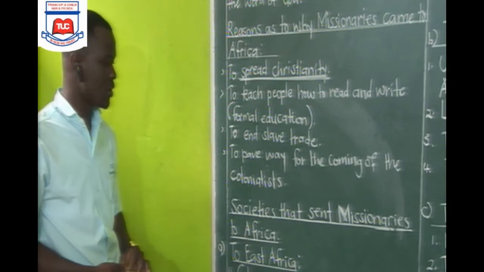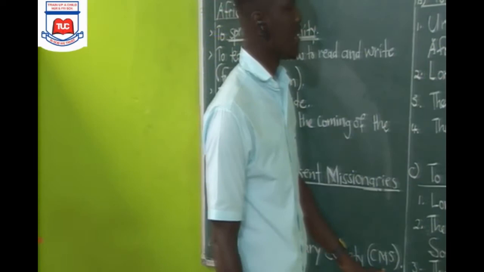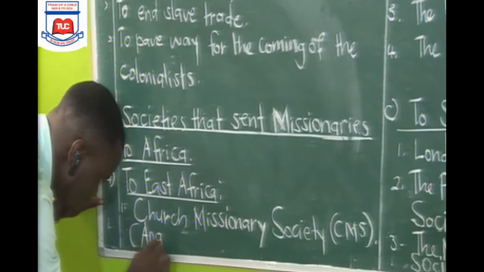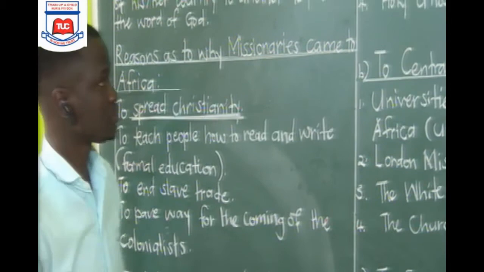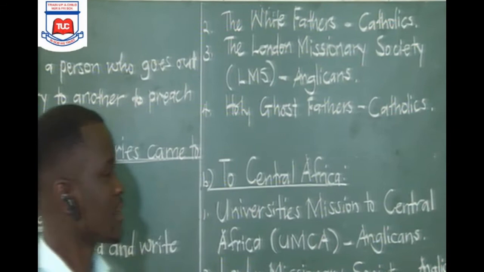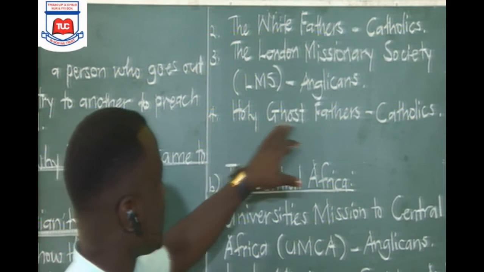In East Africa, we have what we call the Church Missionary Society, abbreviated as CMS. This one was sending the group of missionaries who belonged to that sect that we call Anglicans. This is also what some people call Protestants. I prefer we use Anglicans. Two, we had the White Fathers. We have said this one was for the Catholics. Then we have the London Missionary Society, LMS, for the Anglicans. We have the Holy Ghost Fathers. This one was sending the Catholics.